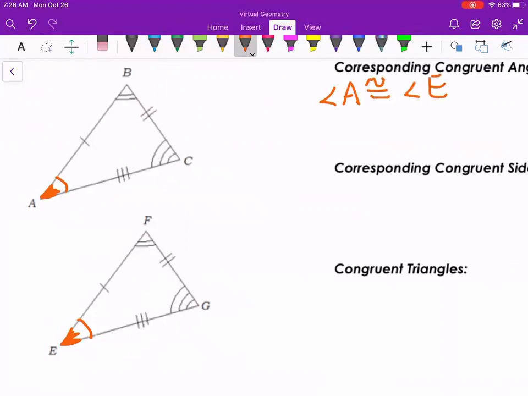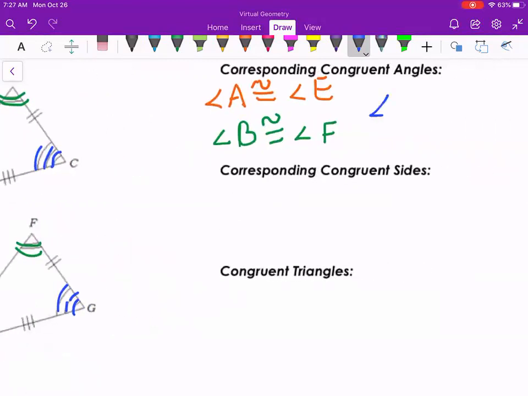All right, then we see if we can find another pair. Well, angle B has two curves, and it has to match up then with angle F because it also has two curves. So then angle B is congruent to angle F. All right, and then our last pair, angle C has three curves in it. So then it has to match up with G that also has three curves. So then angle C is congruent to angle G. So again, we're looking for markings.